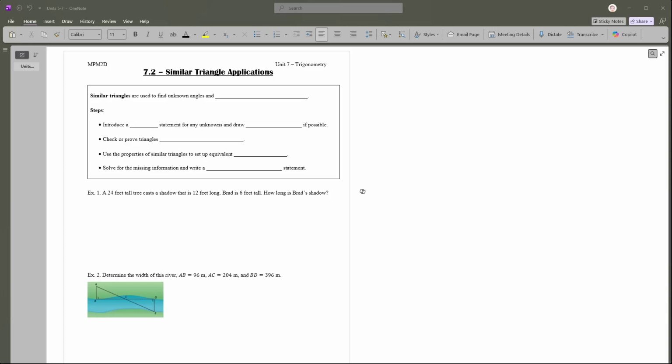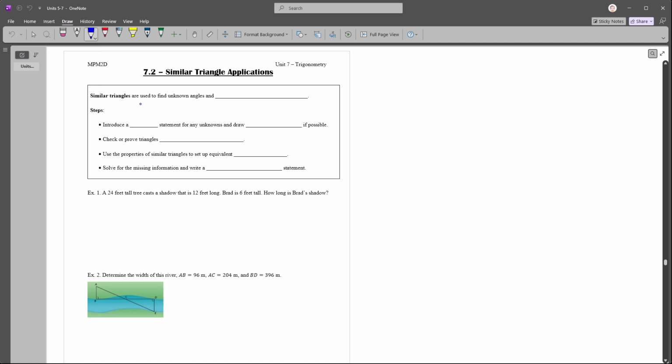Okay, so now that we have all this information and knowledge about similar triangles, it's time to apply them. And we all know what that means, word problems. Yay, everybody's favorite. So let's start off with some basics just to remind ourselves of all the information that we know. First up, similar triangles are used to find unknown angles. Yeah, we know that. But also sides, not just the angles. There we go.